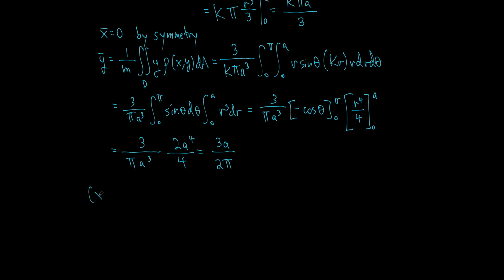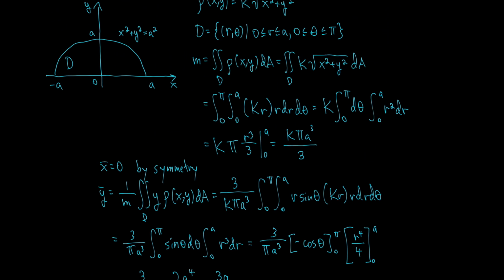Cool, so that means our center of mass x bar, y bar is equal to 0, 3a over 2 pi. So that means it's somewhere over here, where this is the point 0, 3a over 2 pi. So not quite halfway on the y-axis.